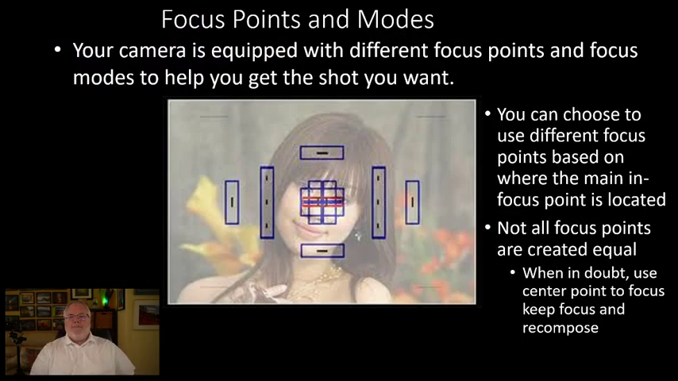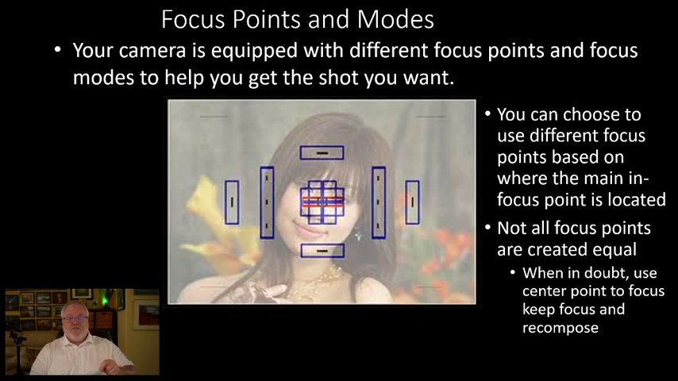Now, let's talk about focus points and focus modes, because we need an understanding of both focus points and focus modes in order to work our autofocus system properly. First, let's talk about focus points. Your camera has a number of different focus points. You can choose different focus points based upon where the main in-focus point is located. First, not all focus points are created equal.